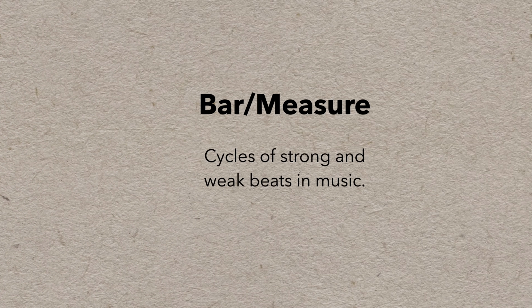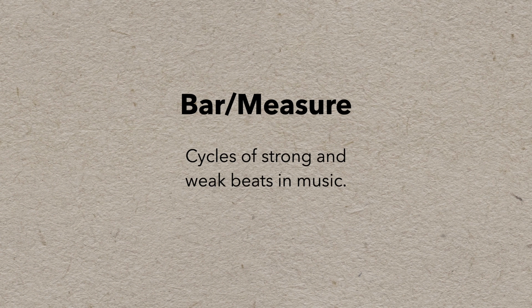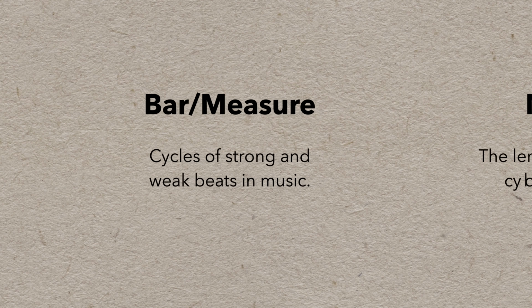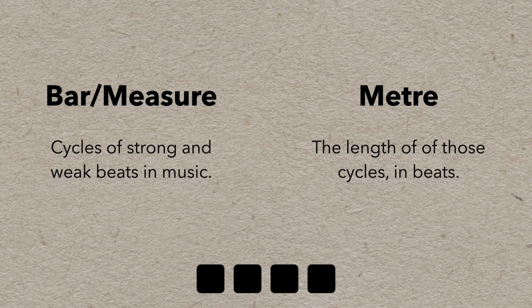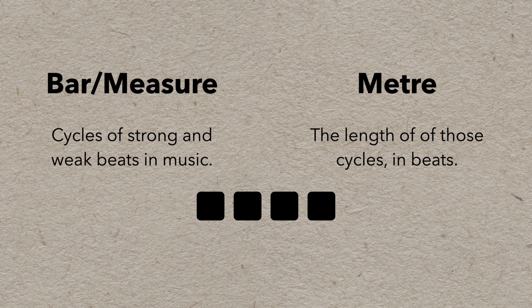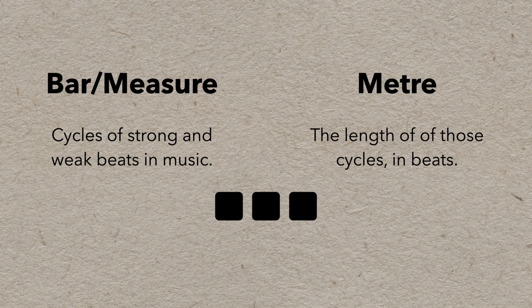You'll find music tends to group itself into cycles of strong and weak beats, which are known as bars or measures, and the length of those bars is known as meter. You'll hear 4 beats per bar pretty often. It's an incredibly common meter across nearly every genre of music. It has a strong beat on 1 followed by 3 weaker beats. You'll also hear a lot of music with 3 beats in a bar, which has a strong beat on 1 followed by 2 weaker beats.